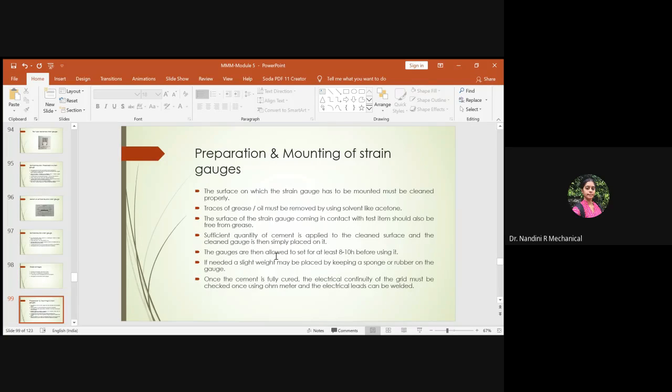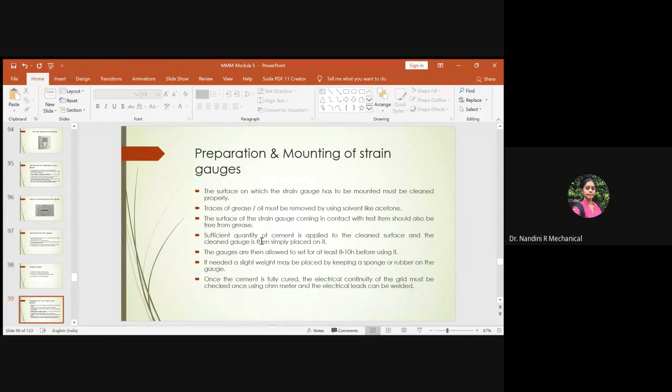Then the gauges are allowed to set for at least 8 to 10 hours. So this process has to be done entirely before the strain gauge is used. It takes around 8 to 10 hours, sometimes around 12 hours also, depending upon the thickness of the cement layer you have added on the surface where the gauge has to be placed.